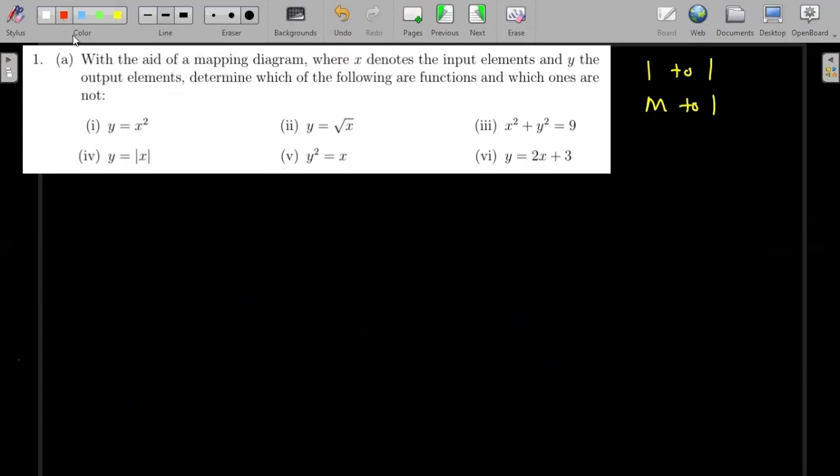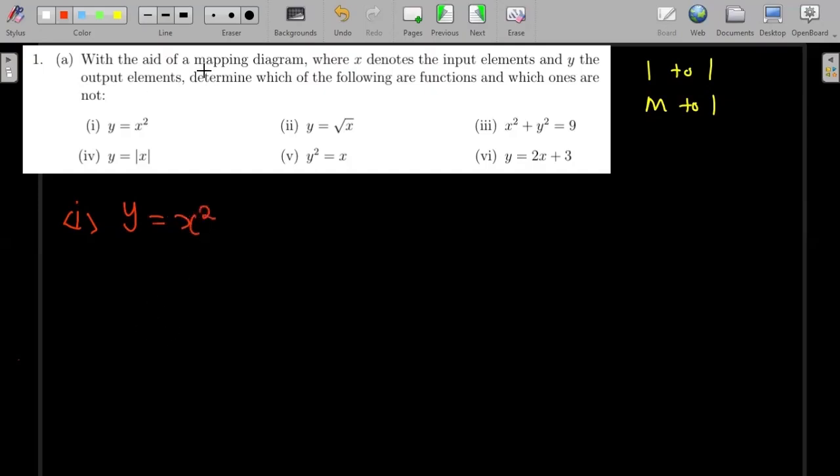Okay, so let's read the question here now and try to answer. So they're saying, with the aid of a mapping diagram, where X denotes the input elements and Y the output elements, determine which of the following are functions and which ones are not. Okay, so we start with the first one. So the first one is y = x squared.